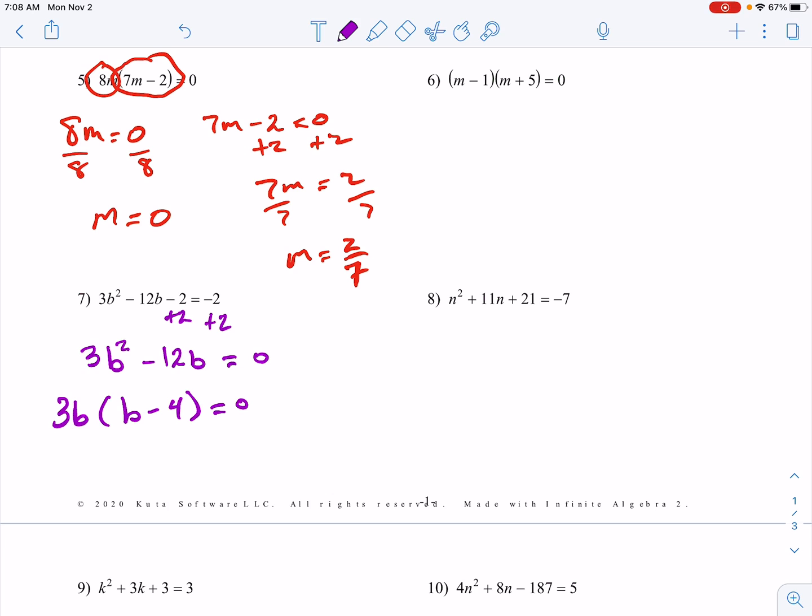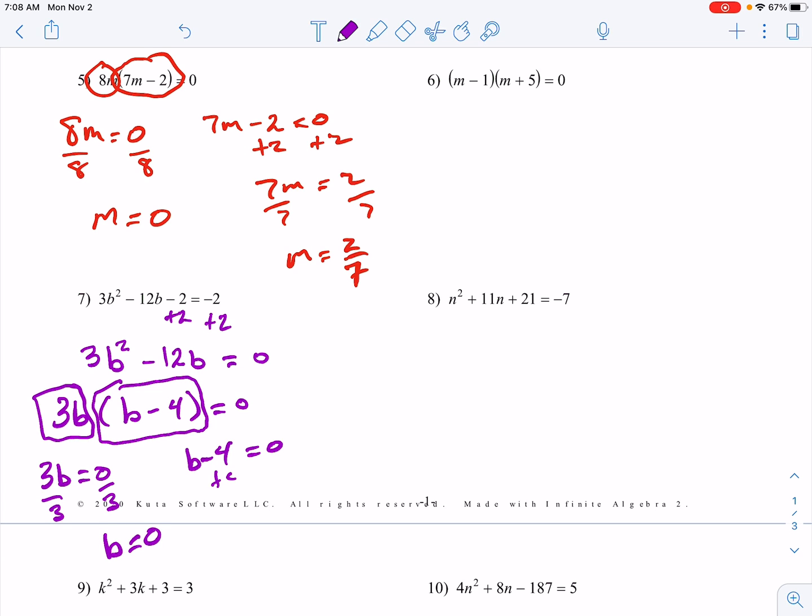And now I can see my two factors, 3b times b minus 4, and we'll set each of those equal to 0 and solve. Let's see, we divide by 3, so b equals 0. We add 4, so b equals 4. So this one I would expect it to go across the x-axis at 0 and at 4.